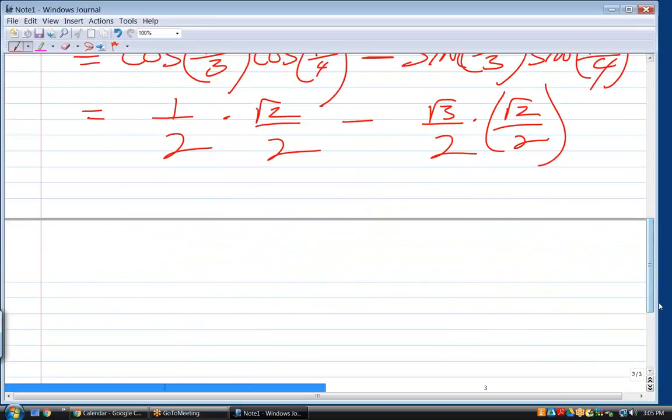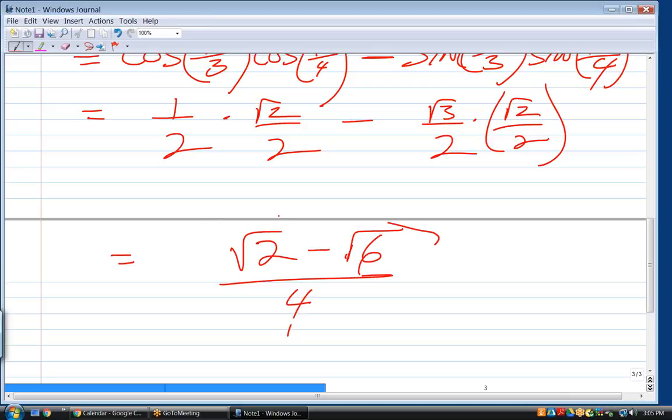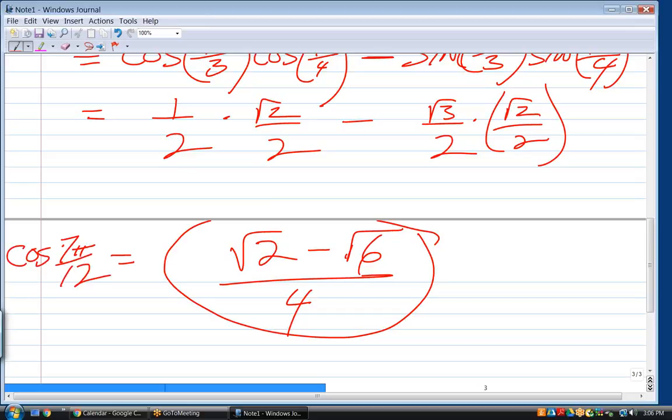And oddly enough, when you do this enough, you get answers like this. That's a very common answer. And that's what the cosine of 7 pi over 12 is equal to. Okay, see how I got everything?